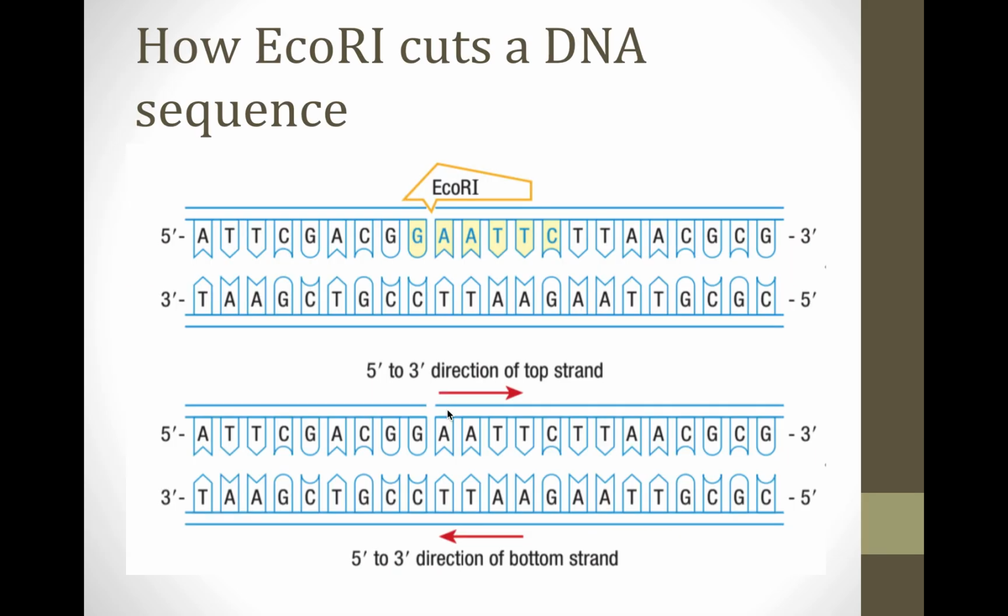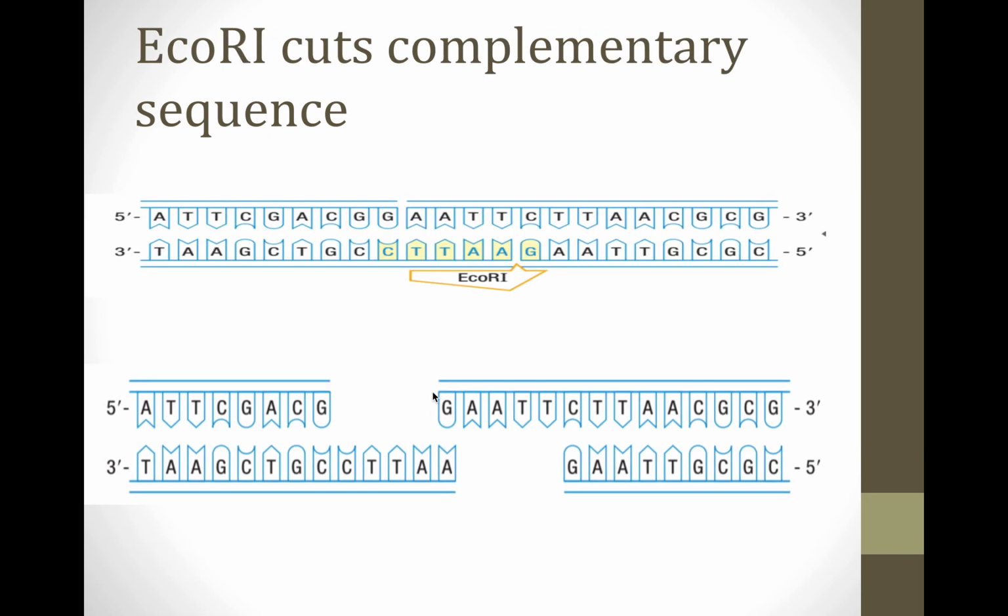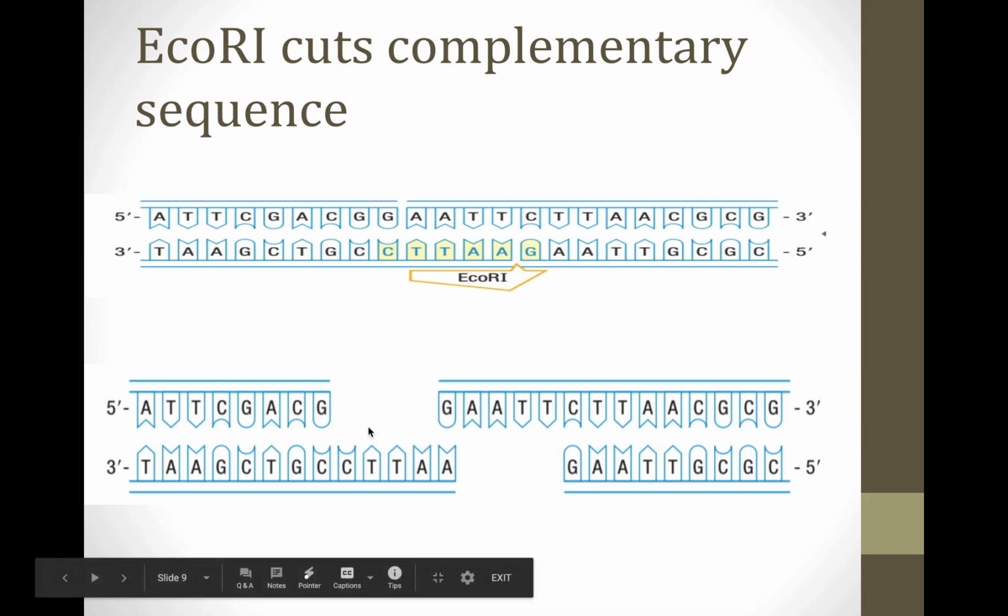So how do they cut? This is actually from your textbook, so you can follow along there. This is the recognition sequence, so it cuts between the G and A here. You can see that leaves a small notch there. That's okay. And then around the other side, it cuts here, and that gives these so-called sticky ends.